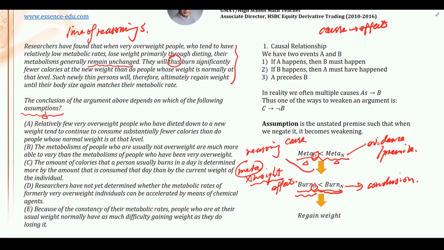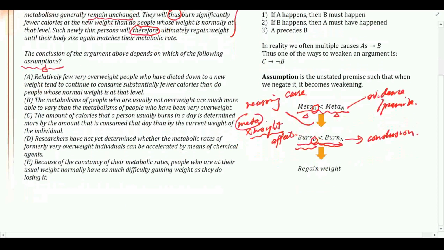Such newly thin persons will, therefore, you see another keyword comes out. Therefore indicates another conclusion. These guys will therefore ultimately regain weight until their body size again matches their metabolic rate. As I write here, they will regain weight. The keyword therefore is telling you this is another conclusion.